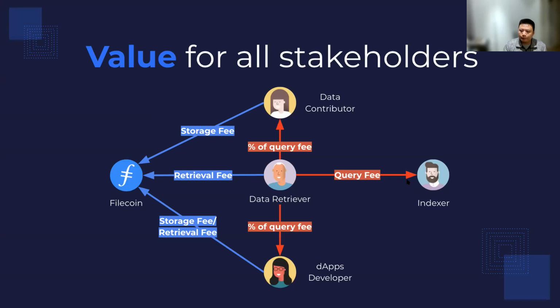For a data retriever, if they want to retrieve data to do a simple query, like checking whether a file exists or not, then that will be free. But if they want to do something like a Google-like query, then they will need to pay a small query fee to the indexer, which is our meta network.